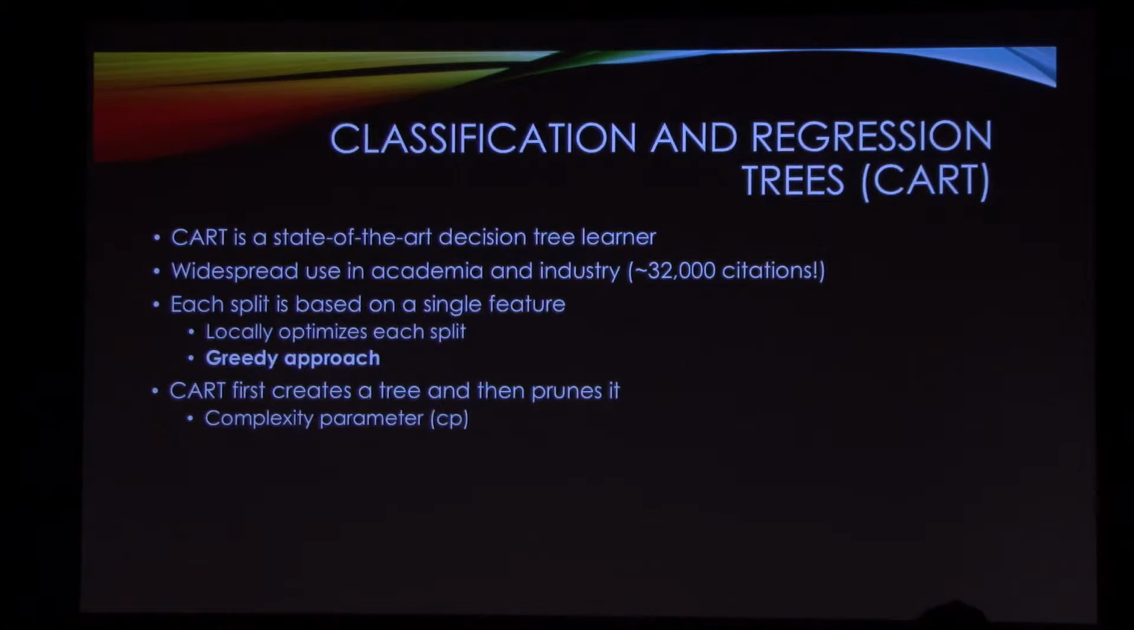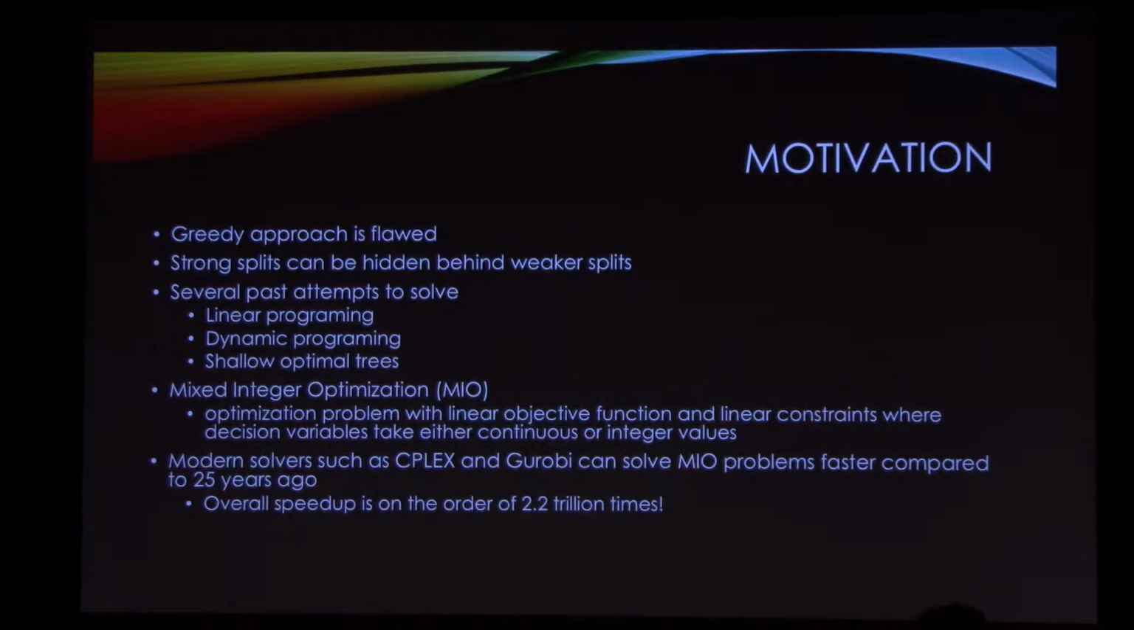Now the issue with CART is that this greedy approach is flawed. The reason it's flawed is because strong splits can be hidden behind weaker splits. So there could be a combination of splits that is going to improve the accuracy more. And this is where the optimal decision tree problem comes in. The optimal decision tree aims to create the tree all at once. So CART progressively makes each split, while the optimal decision tree creates the splits all at once, which gets rid of the issue of the greedy approach.